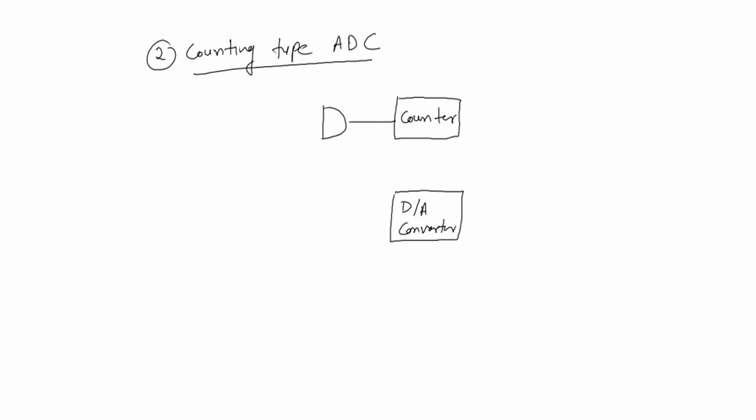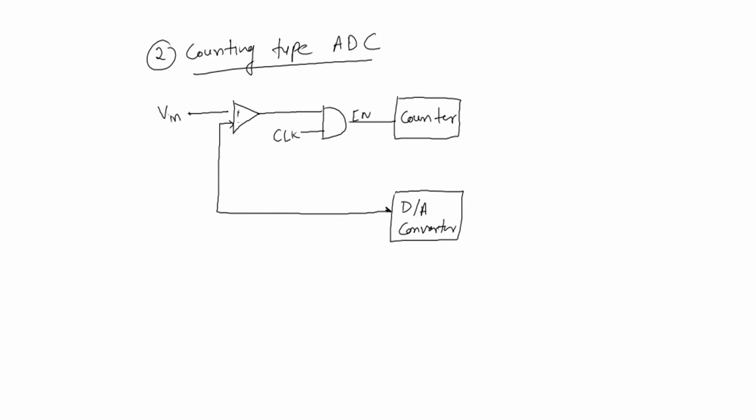It is enabled through an AND gate which takes the clock and the input. When the clock is 1 and the input is also 1, if both are 1, then only the counter will count, otherwise it will not count. And this input is given through an op amp, right? So this will be your analog input. Let me write, this is your analog input V in, and this will be connected in a feedback to this digital to analog, sorry, this is opposite.